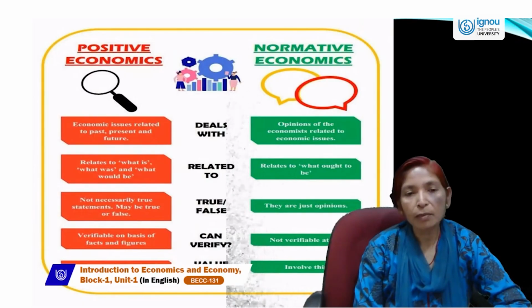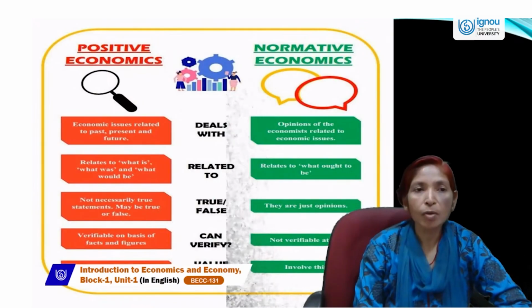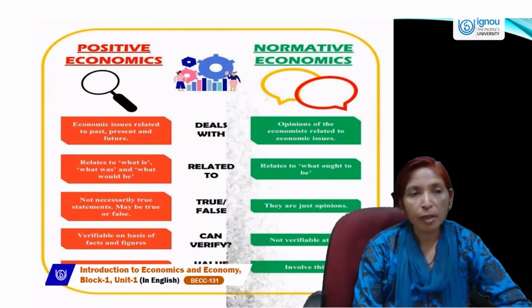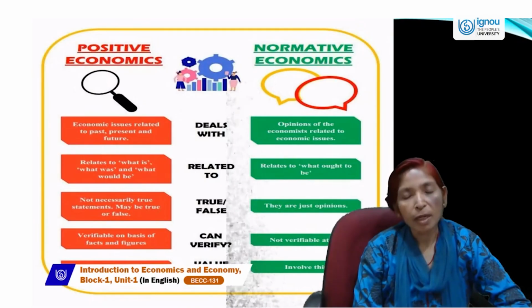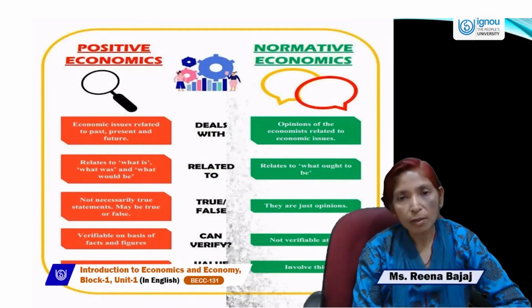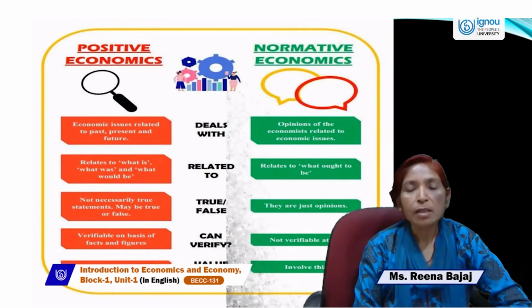But both are interrelated with each other, because if we want to solve any problem, then we must know about that problem. So positive economics tells us the problem, and normative economics tells us the solution of that problem. Now next is stock and flow.